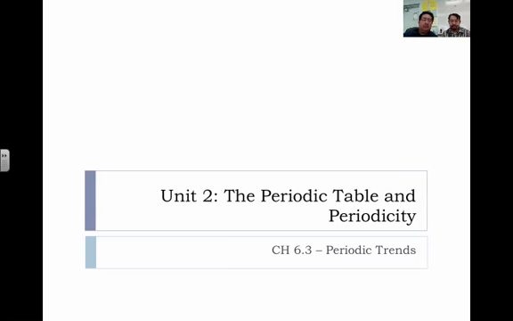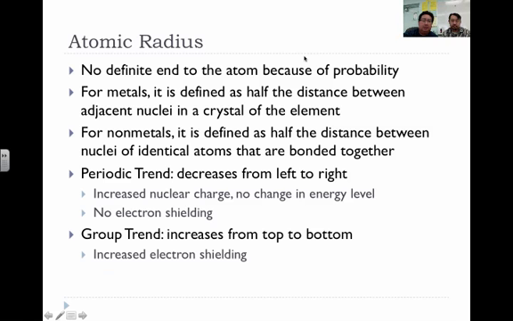Let's start. If you're going to have periodic trends, you have to have properties that you're going to look at. One of the properties we're going to be looking at is atomic radius.